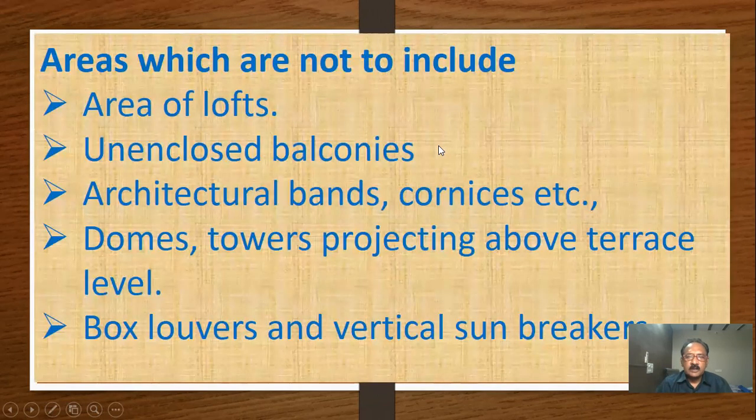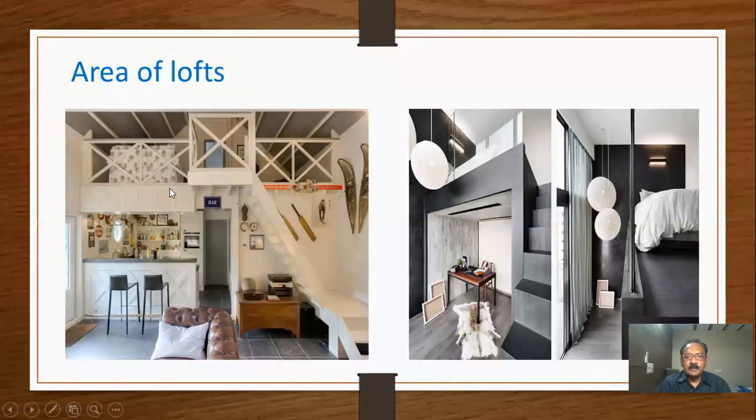Which areas are not included? Area of lofts, unclosed balconies, architectural bands, cornices, domes, towers, box louvers, and vertical sunbreakers. I will explain what these terms are. You should know what the area of lofts and unclosed balconies are. See here, area of lofts: inside, internal construction. This cost is different, so this cost is not included in your plinth area method.